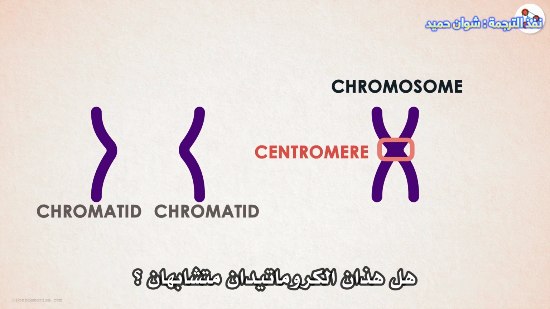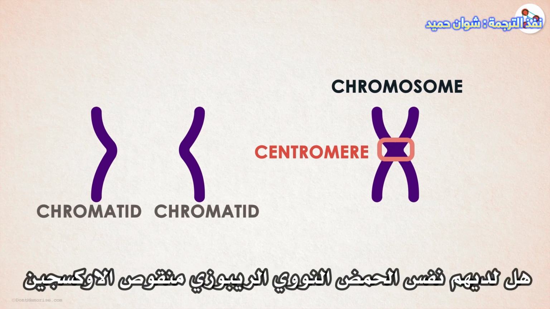Well, do all chromosomes look like this at the very beginning? Are these two chromatids one and the same? Do they have the same DNA and the base pairs?